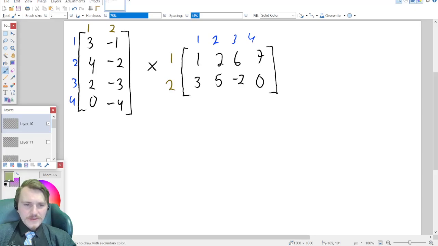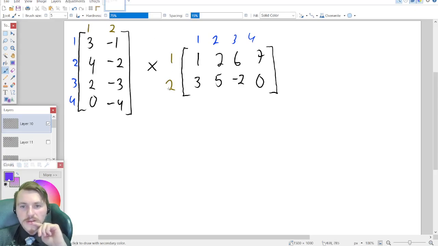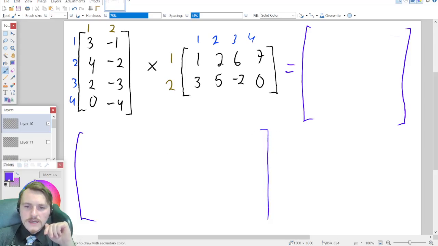Can we do the math for this? Well, let's check. Do we have the same number of rows as columns? We have columns as rows. 1, 2, 1, 2. Yes, we can. Our resulting matrix will be 4 rows by 4 columns. Now let's do the math for it.